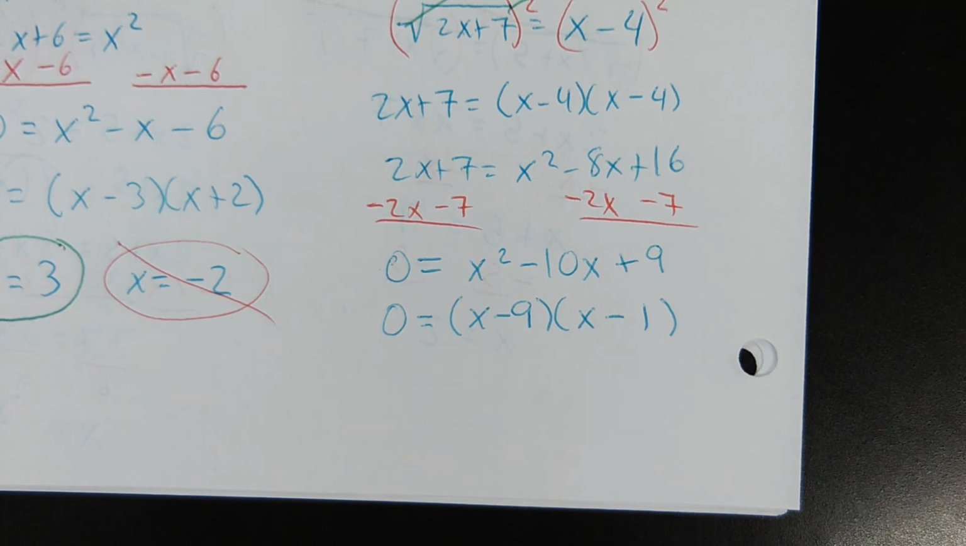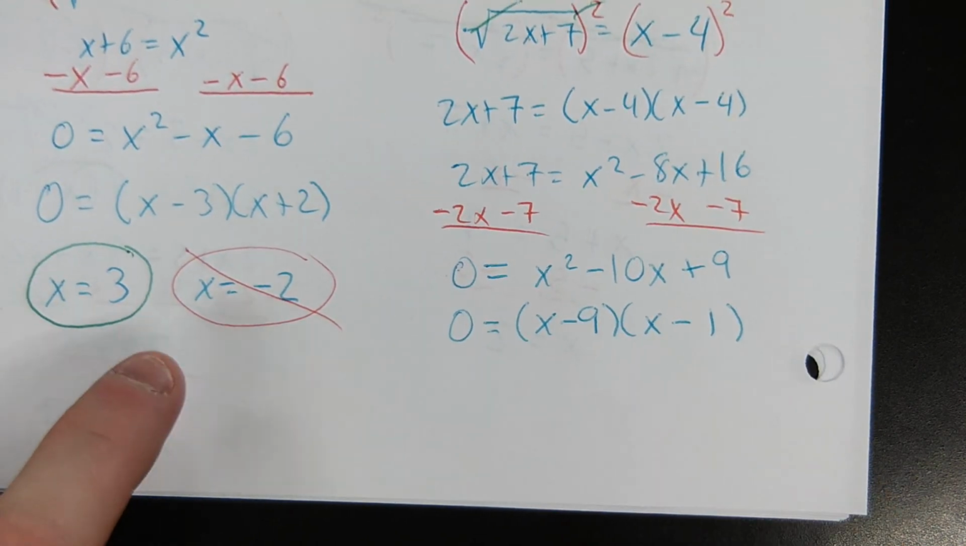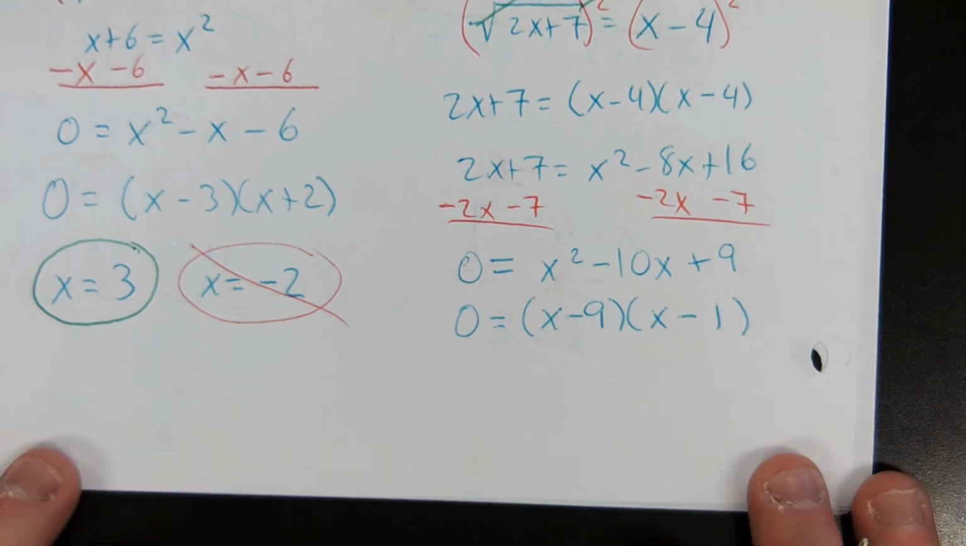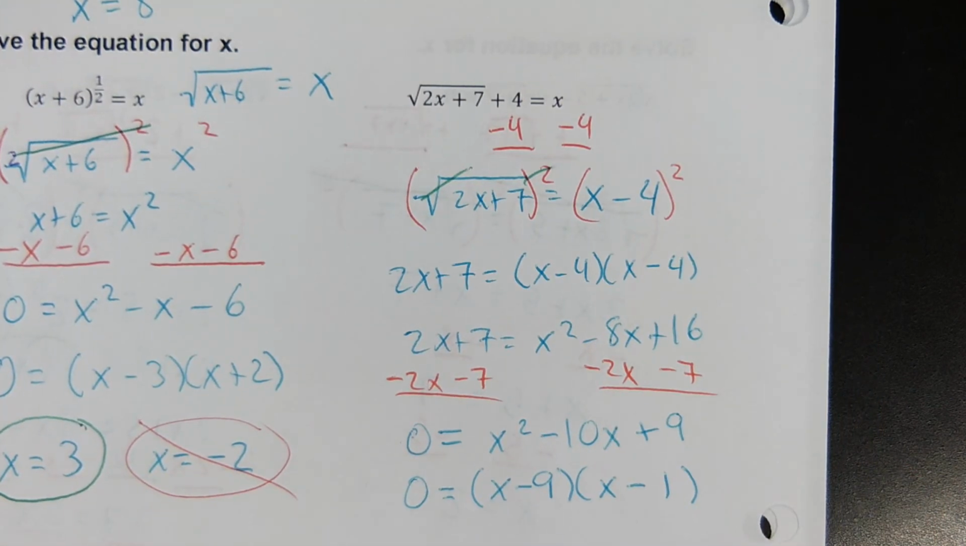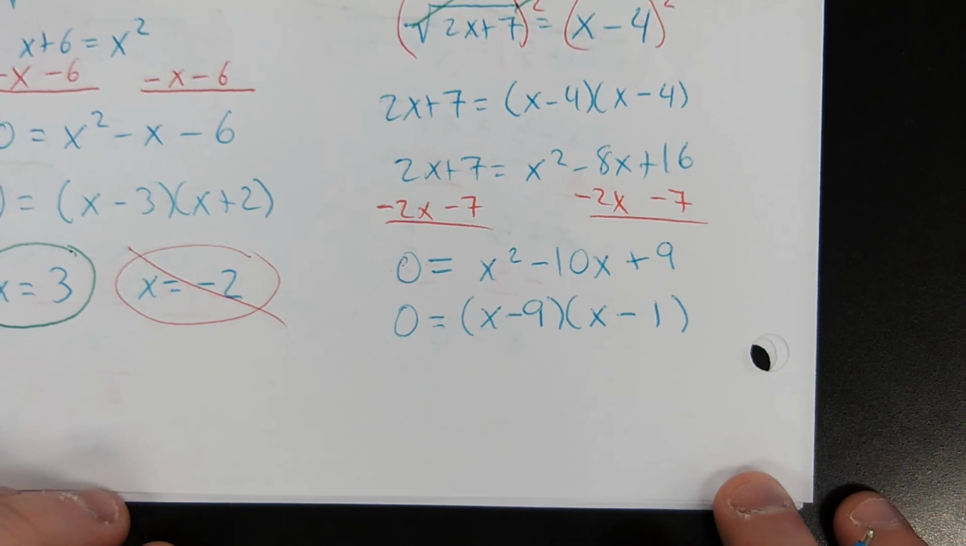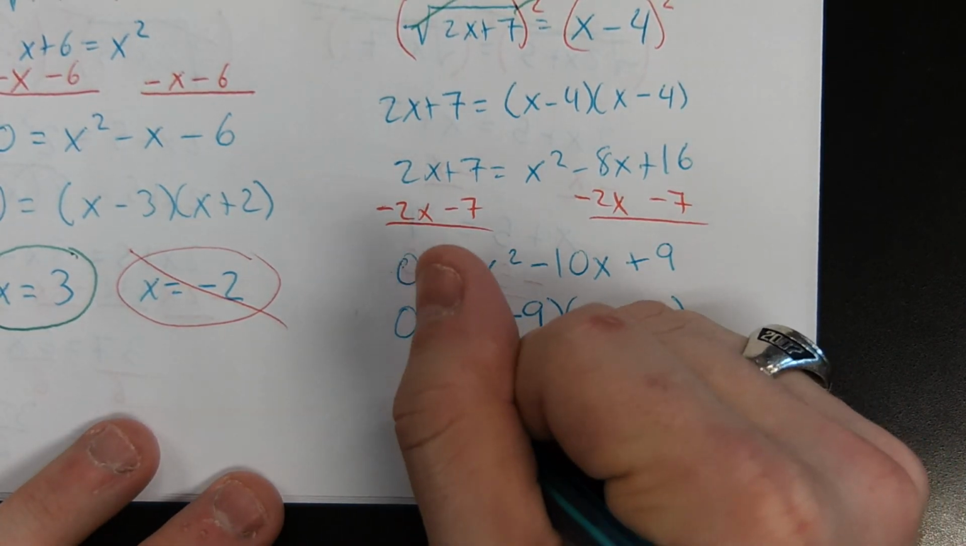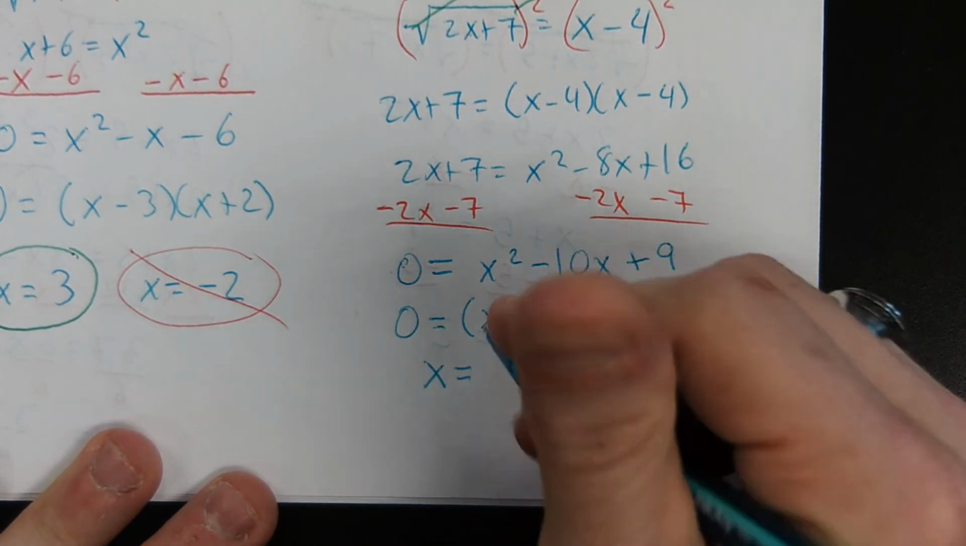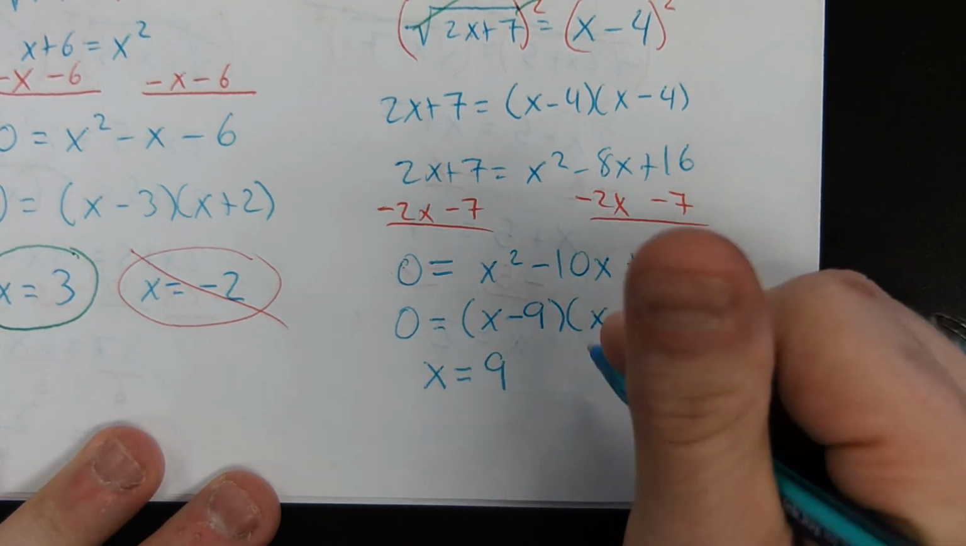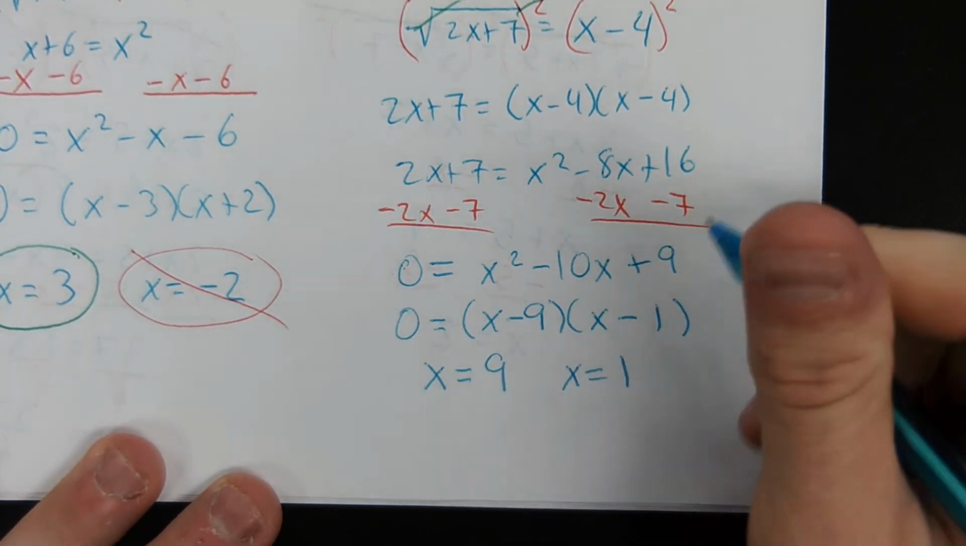That means we get two solutions, and you must be careful because this was a square root equation that had x's in the root and x's out of the root, which means extraneous solutions are very, very probable. Not even possible, probable. So we get two solutions. The solutions are what makes the inside equal 0. So 9 minus 9 is 0, so x equals 9, and 1 minus 1 equals 0, so x equals 1.